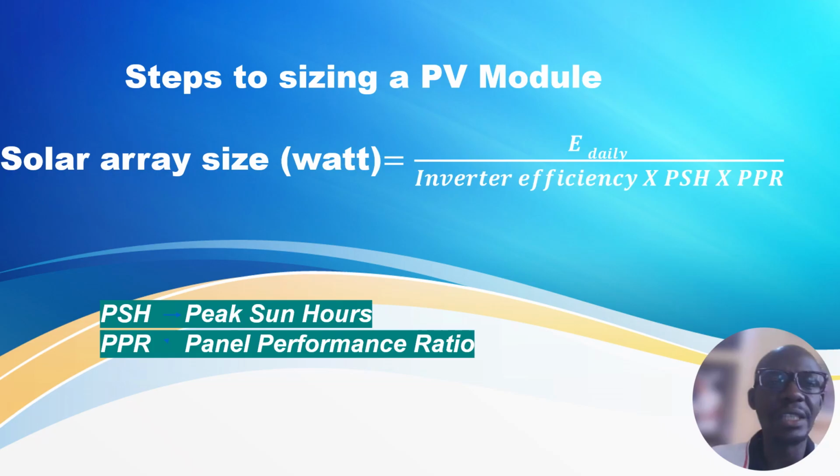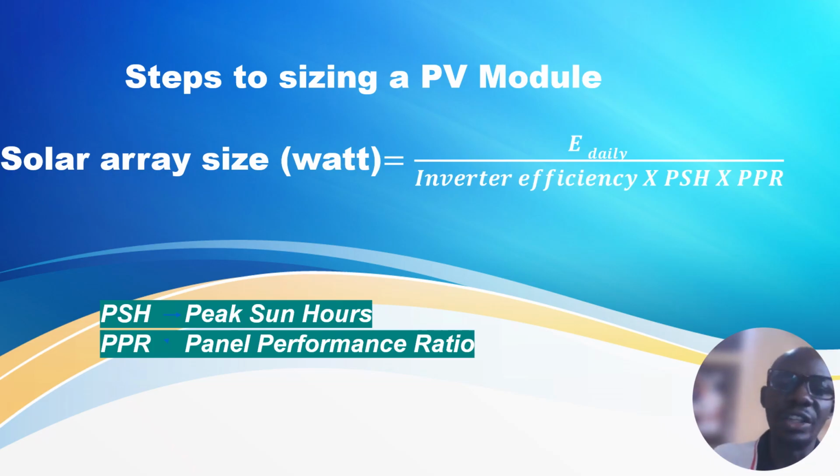Now, these are the steps to sizing a PV module. The steps to size a PV module. This is the formula we will be using: our solar array size is equal to the E daily, that is the average energy daily, over inverter efficiency times PSH and times PPR.